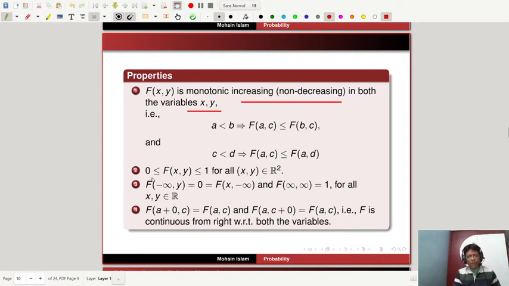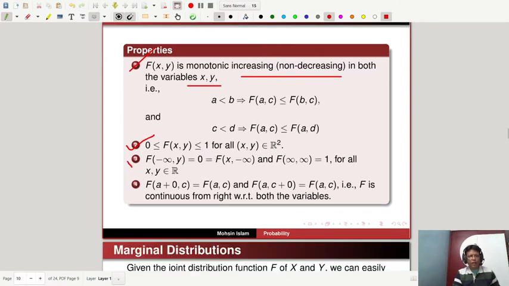Number two, you know that the probability distribution curve always lies between 0 and 1. It is the same property here also for two dimensional. So the joint probability distribution also lies between 0 and 1. And F of minus infinity is 0 for both the variables x and y. And F of infinity comma infinity is 1. Proofs are similar. You can try those proofs.